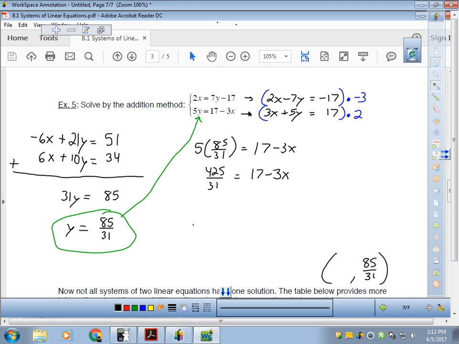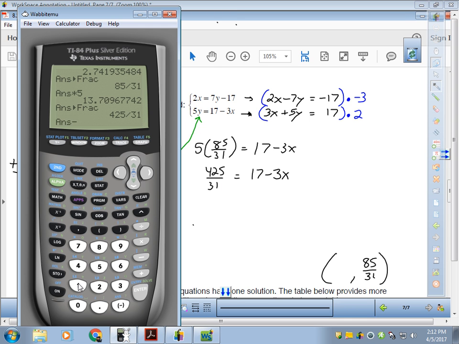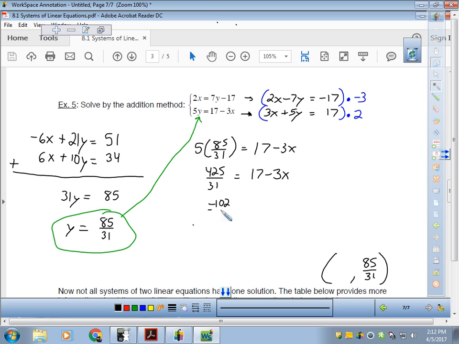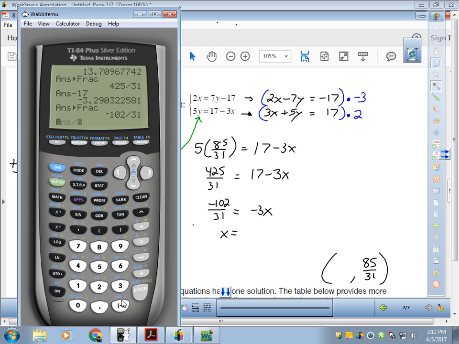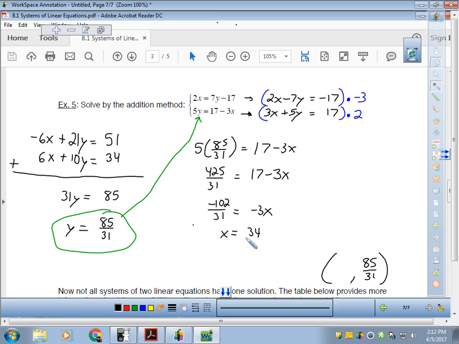Subtract the 17 across. So minus 17. And again, I'm going to get a fraction. So it's negative 102 over 31 equals negative 3x. And then I'll divide by negative 3 to get the x by itself. So divide this by negative 3. Again, give me a fraction. So it's 34 over 31.